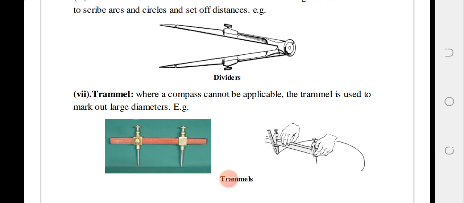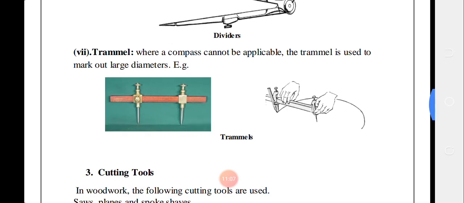So if you have a very large diameter, you might not be able to use the compass. So wherever the compass cannot be applicable, we can definitely make use of the what? The trammel. The trammel is used to mark out large diameters. So the difference between the trammel and the compass is that the trammel is used for large diameters, while the compass is just used for normal, smaller diameters that cannot be compared to that of the trammel. So we are going to be stopping here.